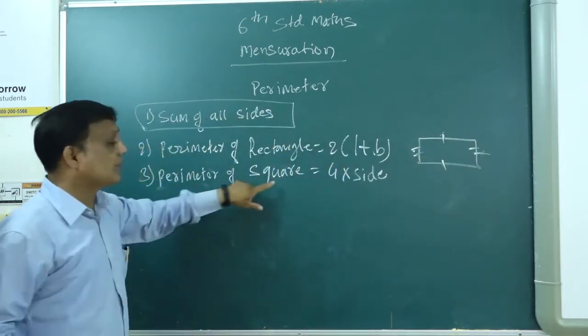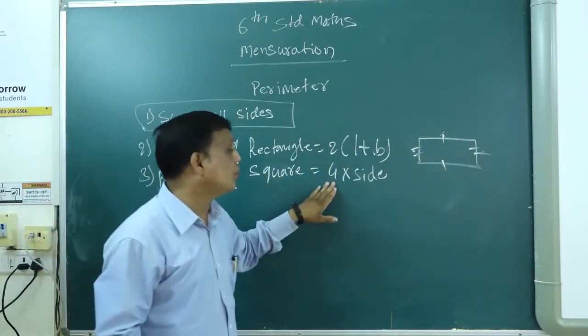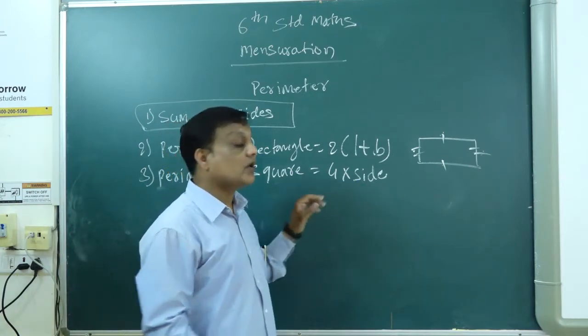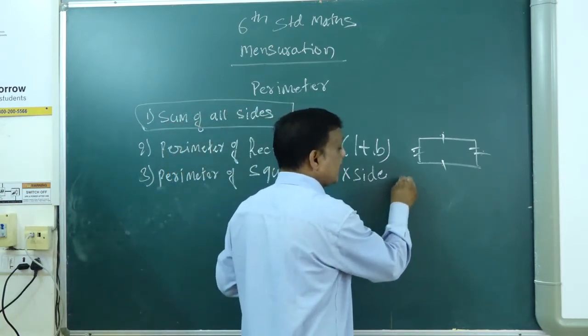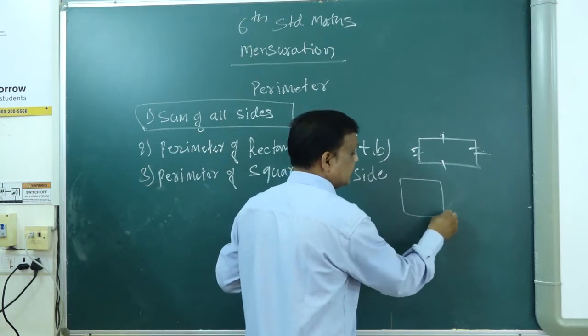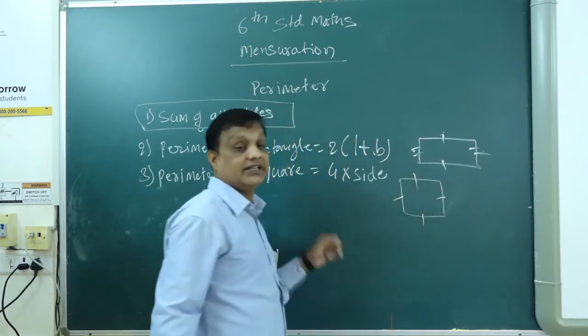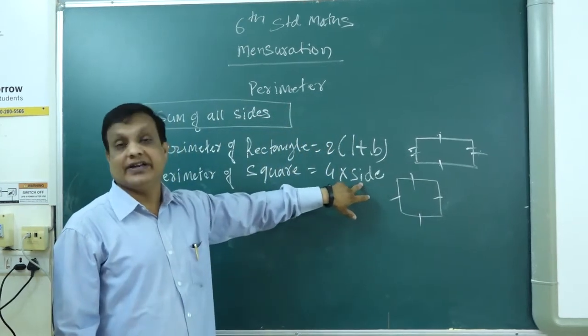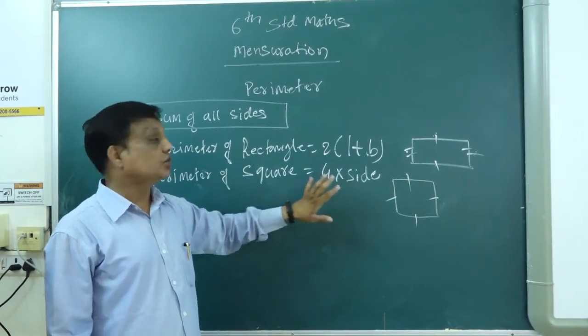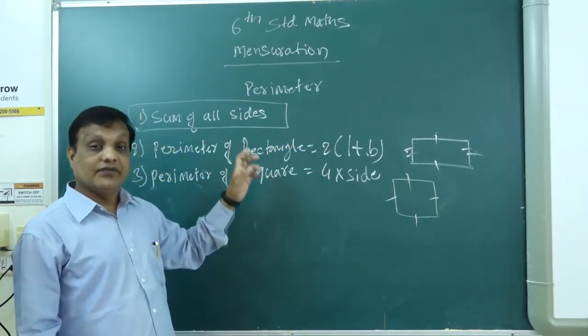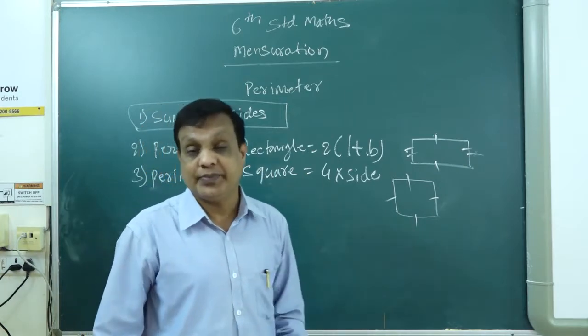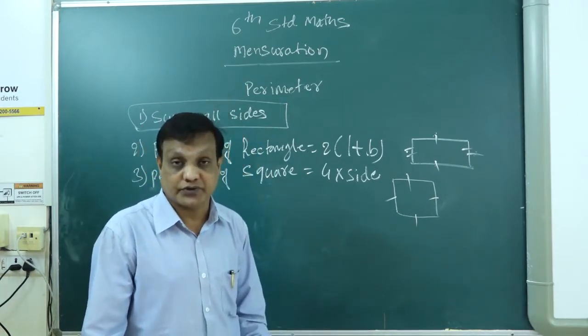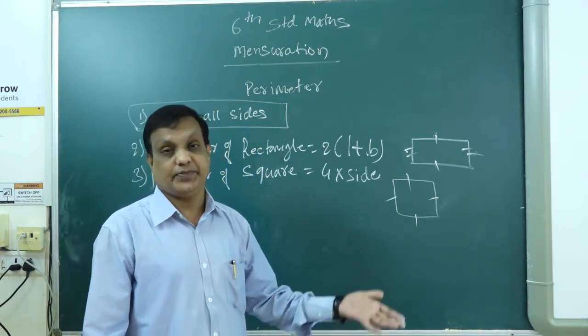And we also saw the perimeter of a square. What is the perimeter of a square? 4 multiplied by side. Why 4 multiplied by side? Because a square has 4 equal sides. This is 1, 2, 3, 4 equal sides, multiplied by one side. So this was the formula we saw to find the perimeter of a rectangle, of a square, and of an irregular shape.